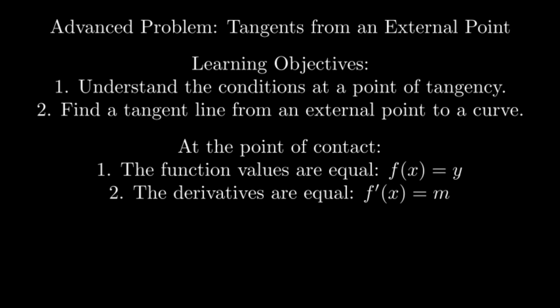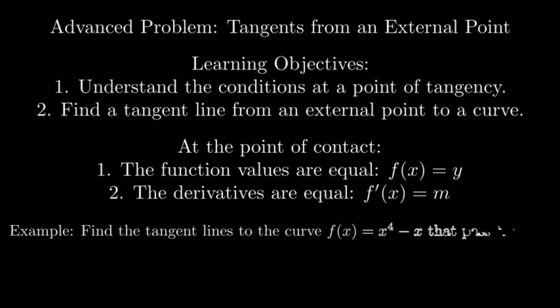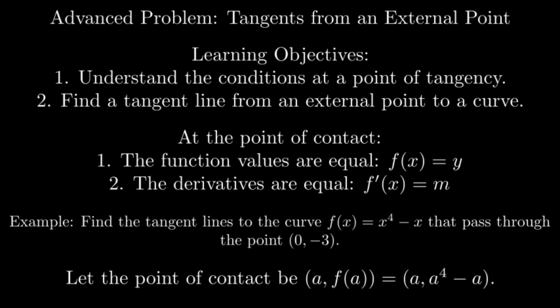Let's tackle a problem that uses this idea. We want to find the tangent lines to the curve f of x equals x to the 4th minus x, which pass through the external point 0, minus 3. First, notice that the point 0, minus 3 is not on the curve because f of 0 is 0, not minus 3. Since we don't know the point of contact, let's give it a general name, say a. The point of contact has coordinates a, a to the fourth minus a.